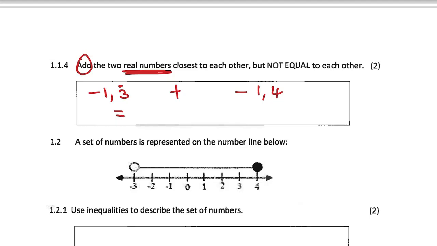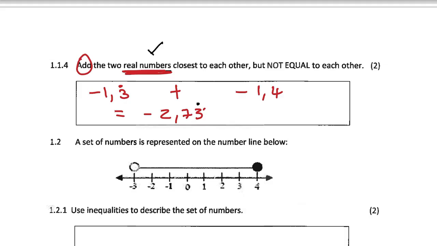And then the answer that we get is negative 2.733. So this is 3 recurring. You can just say negative 2.73, and then you just put that dot there. So that is how you would add the closest real numbers.